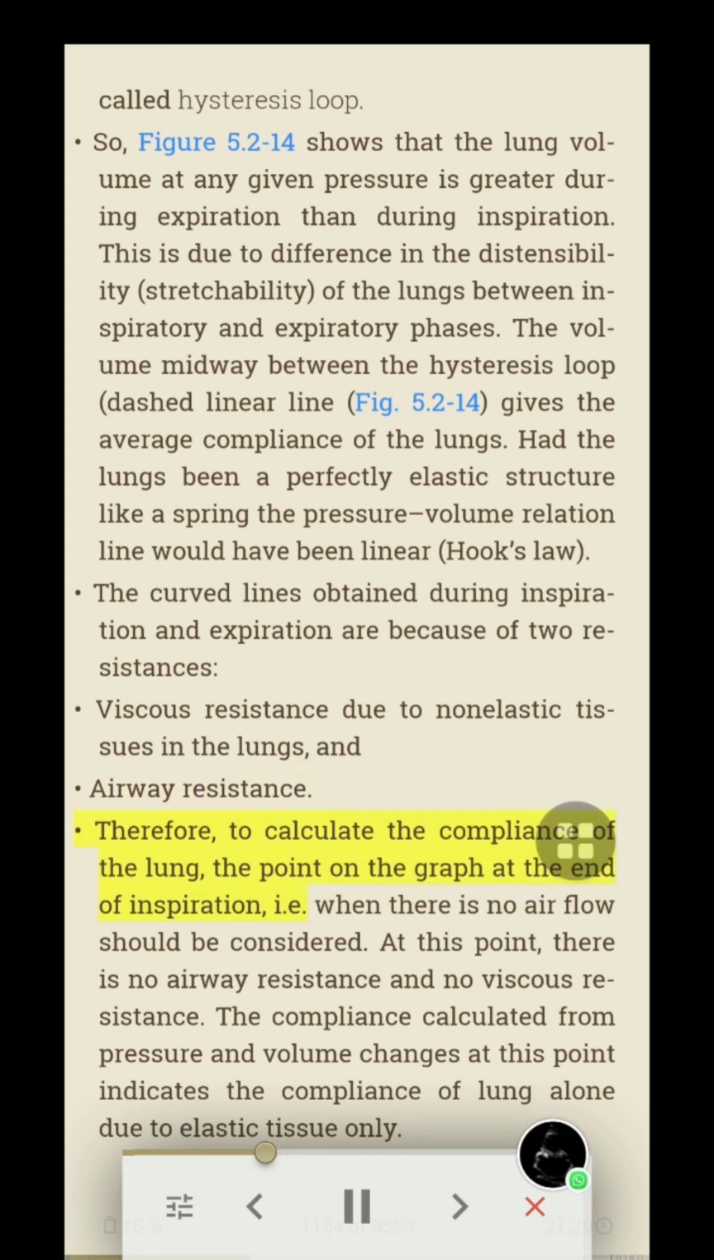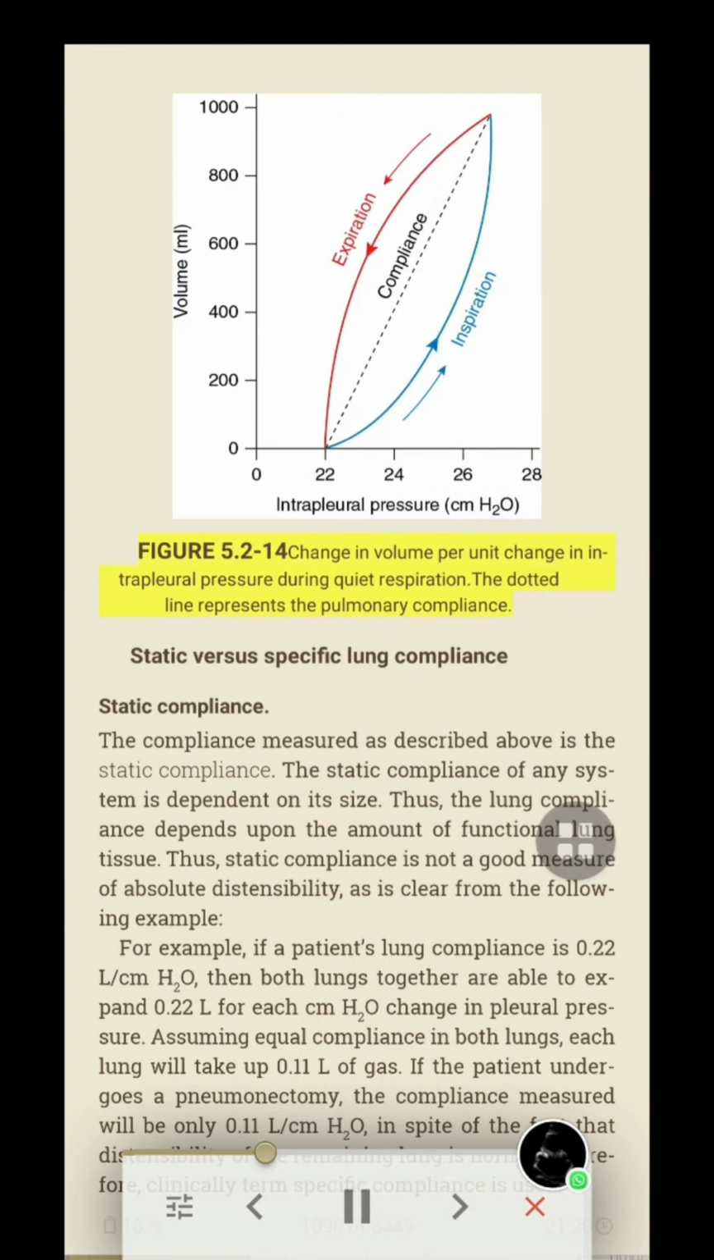Therefore, to calculate the compliance of the lung, the point on the graph at the end of inspiration, i.e. when there is no airflow, should be considered. At this point there is no airway resistance and no viscous resistance. The compliance calculated from pressure and volume changes at this point indicates the compliance of lung alone, due to elastic tissue only. Figure 5.2-14: change in volume per unit change in intrapleural pressure during quiet respiration. The dotted line represents the pulmonary compliance.